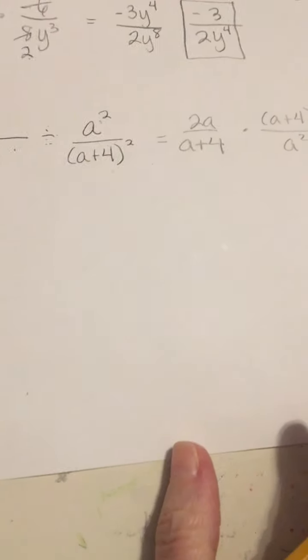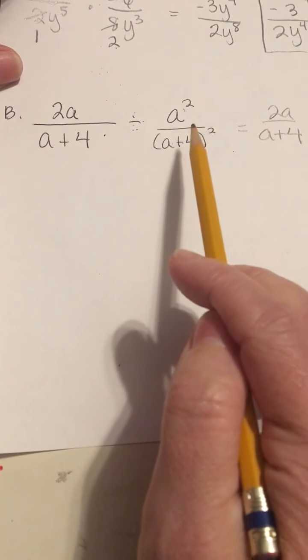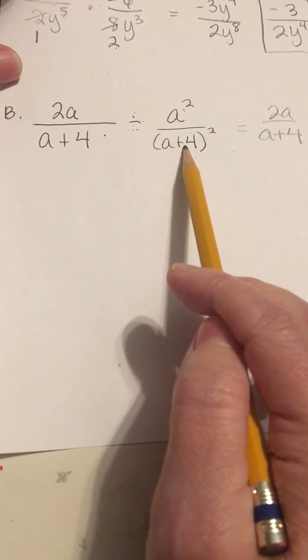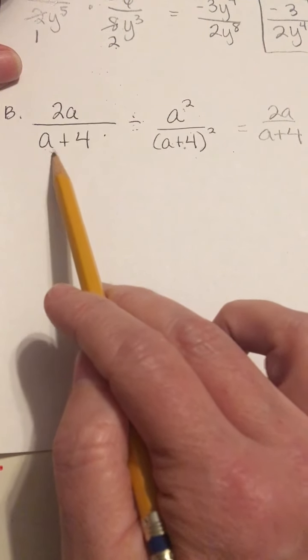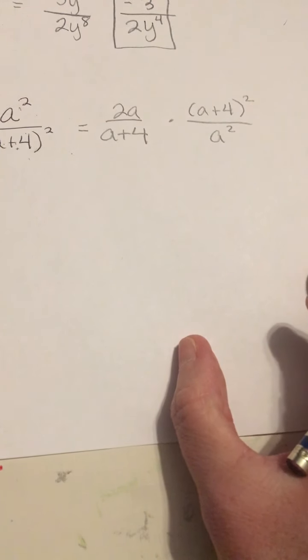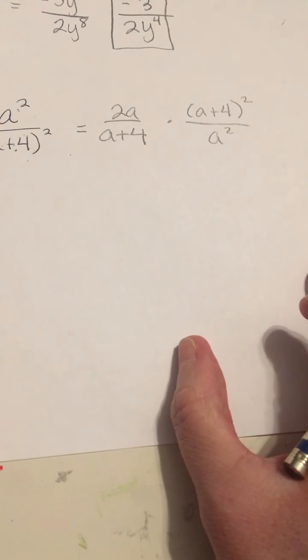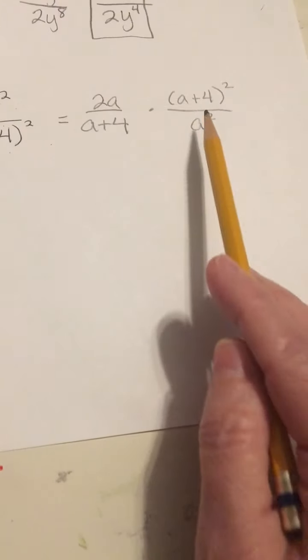So again, make sure when you change these to multiplication, you flip the second fraction. I know that's more than a fraction, but you're always going to flip the second one. Don't ever flip the first one, okay? So I've rewritten it as a multiplication problem by flipping this right here.